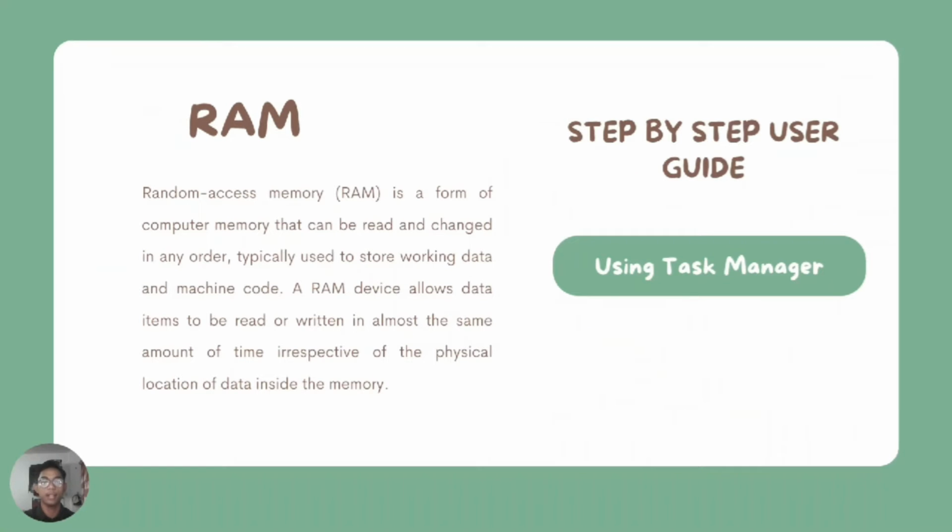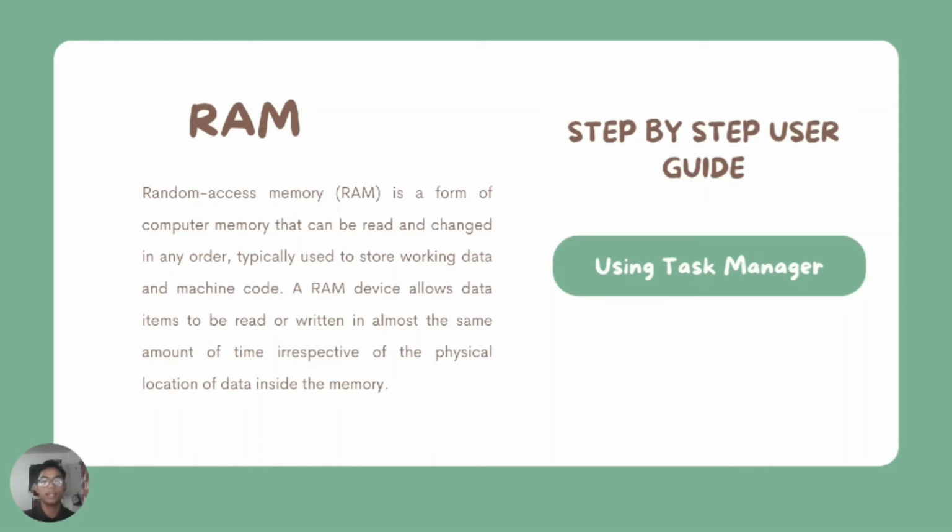And then for the next part is the RAM, Random Access Memory. It's a form of computer memory that can be read and changed in any order, typically used to store working data and machine code. A RAM device allows the data items to be read or written in almost the same amount of time, irrespective of the physical location of data inside the memory.